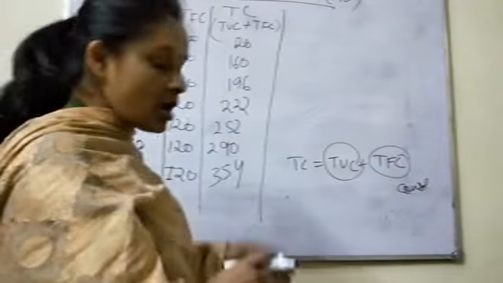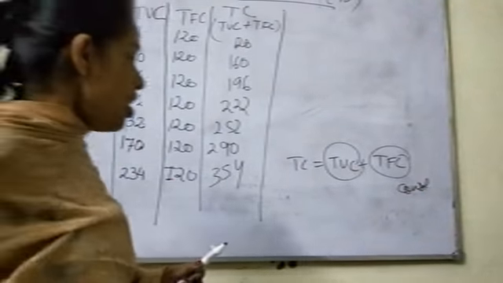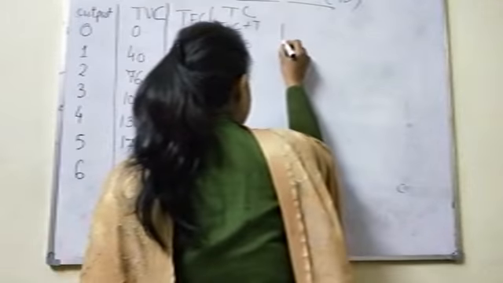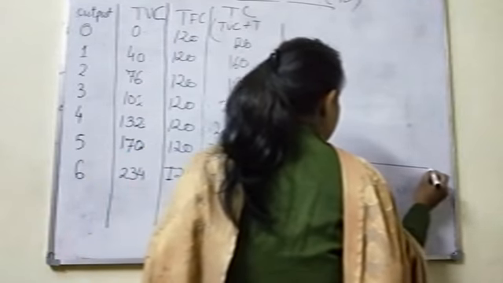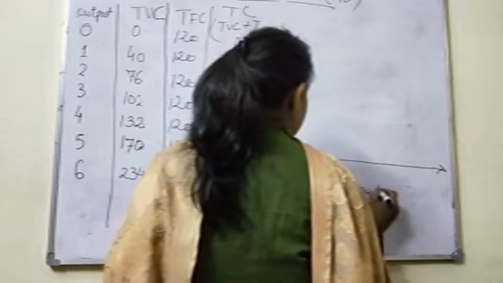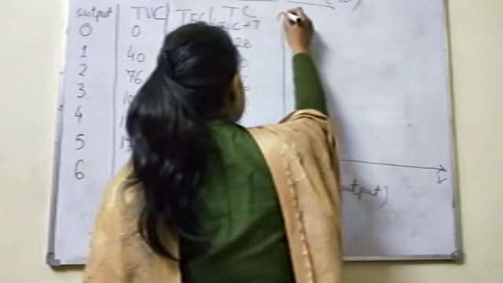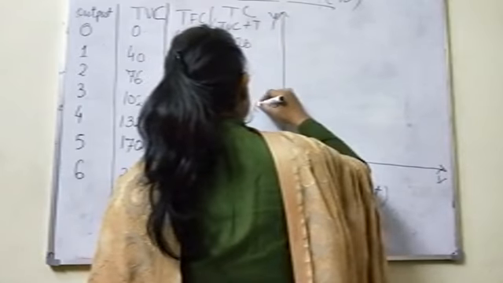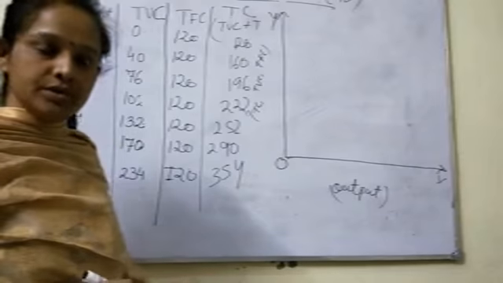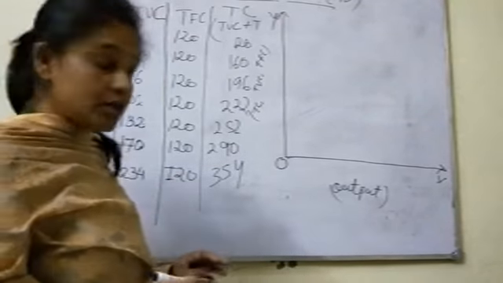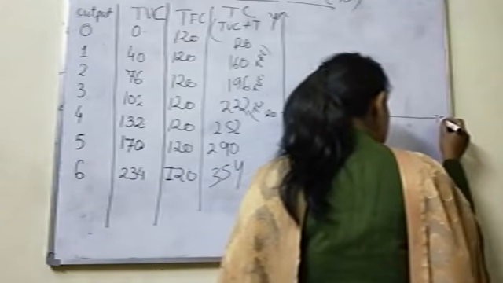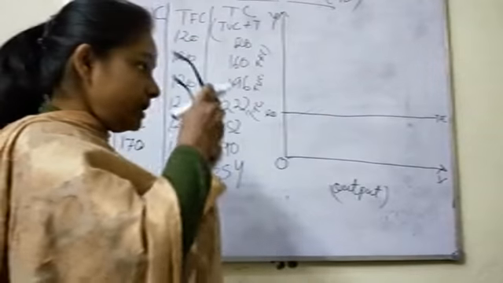Okay. Now I'm going to draw the diagram of TC, TVC and TFC. Now see all of you the diagram. We'll show all the three here. And you know what TFC is? It is horizontal to the x-axis. So it is 120 and it is horizontal. So it is called TFC. This is your TFC curve, imaginary.